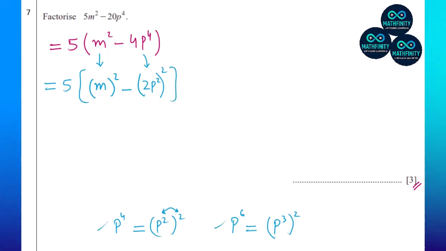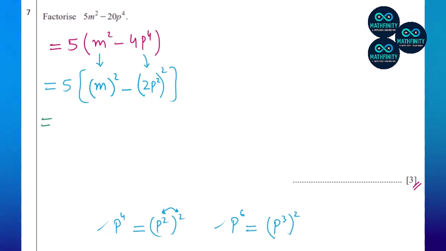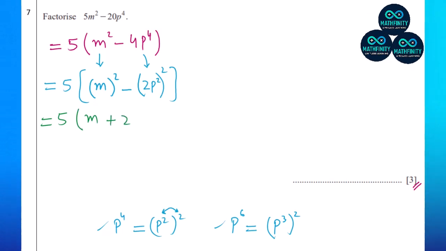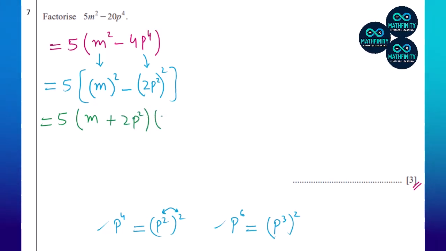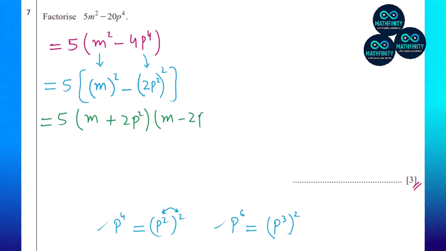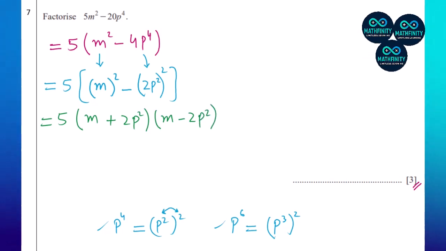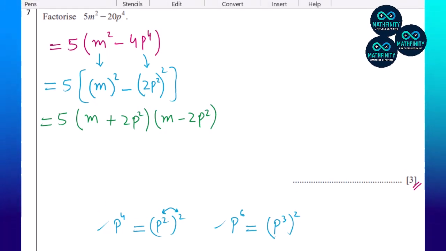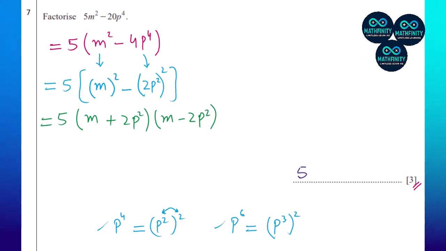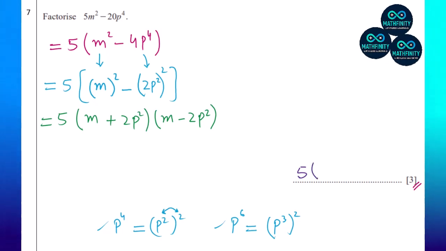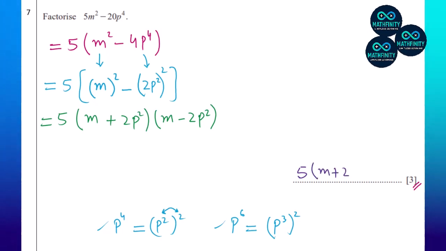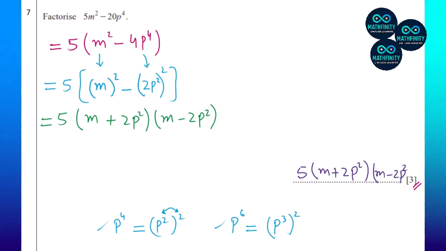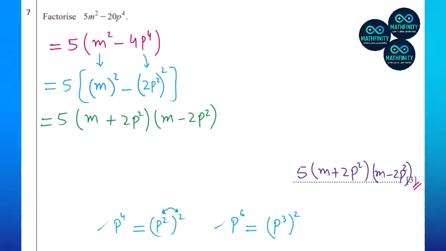After this, we have to write them, one time positive and one time negative. We will write 5(m + 2p²)(m − 2p²). Yes, this is the final answer. In this way, you will get complete 3 marks. First, you take the number common and then you apply the square formula: m plus 2p², m minus 2p². Hopefully, guys, you understand.